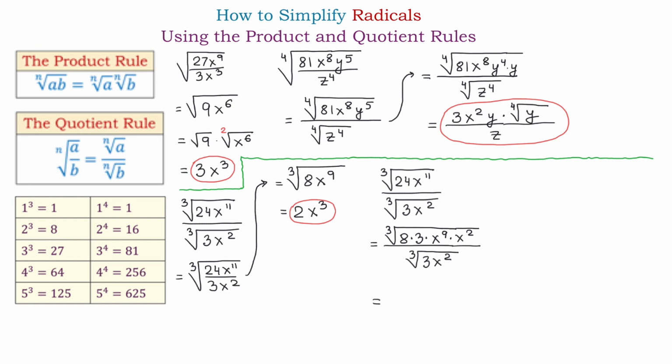Then in the numerator, the cube root of 8 is 2. The cube root of x to the 9th power is x cubed. Then this 3 and this x squared will remain inside the radical. So we will multiply by the cube root of 3x squared. Then in the denominator we still have the cube root of 3x squared. And now the cube root of 3x squared will cancel, and the result will be 2x cubed. And this is the second method.